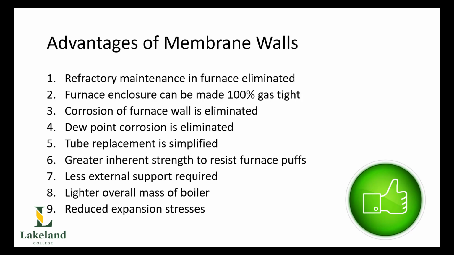Number 8 is the big one. Refractory and brick is extremely heavy, so by doing away with the refractory and replacing it with water tubes, it reduces the overall mass of the boiler, which means we can have bigger boilers. And then finally, number 9, reduced expansion stresses, as we're now stressing metal, not stressing brick. And again, metal stretches more than you think in terms of as it goes up from its standard ambient temperature up to its operating temperature.